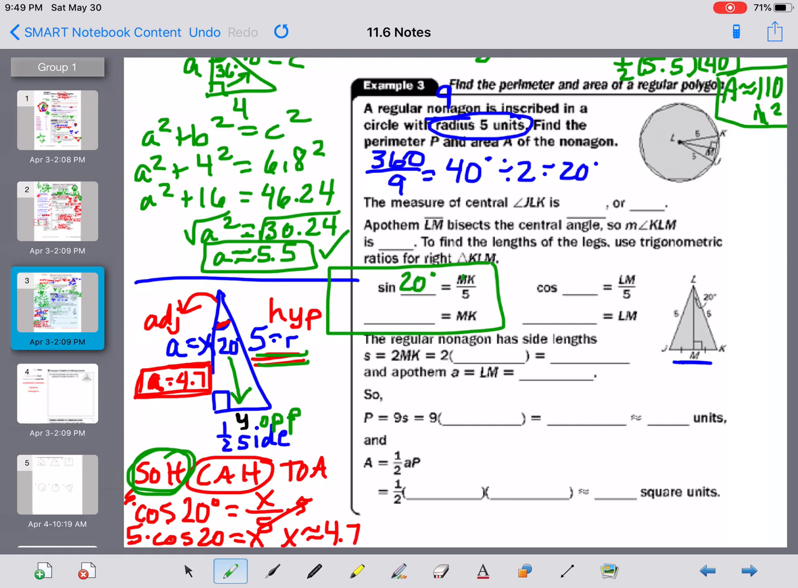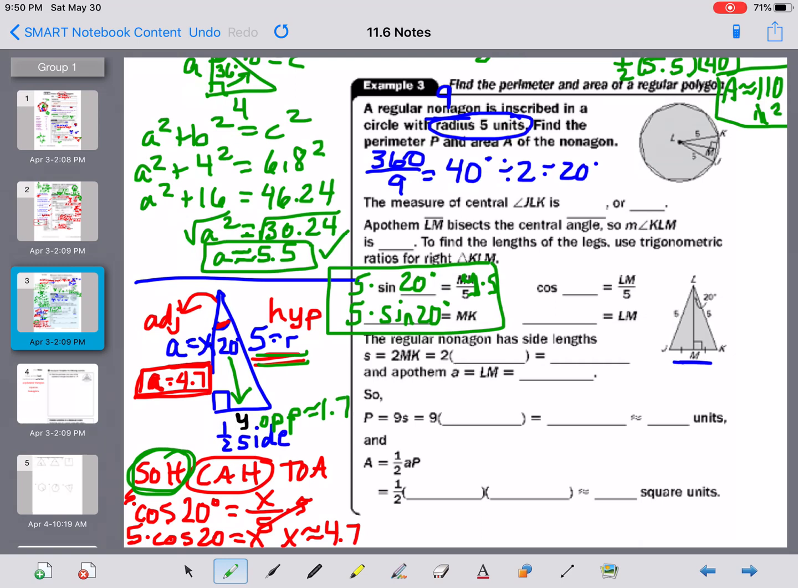Once again, I need to get my variable by itself. Right now, there's a 5 connected to my y. It's connected by division. How do I get rid of division? I multiply. So I multiply by 5. What I do to one side, I have to do to the other one. So I'm going to type in 5 times the sine of 20 this time. Looks so close to what we did before, but this time it's the sine. It's going to give me a different answer. So again, make sure your calculator's in degree mode. Hit 5 times the sine of 20, and I should get about 1.7. Okay, so that's my half side.